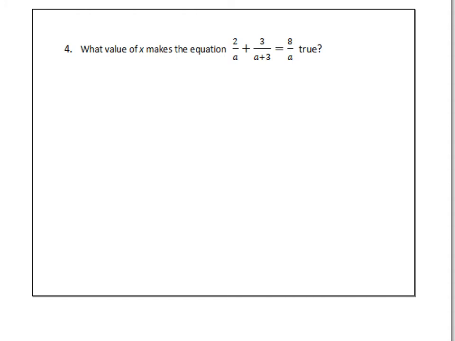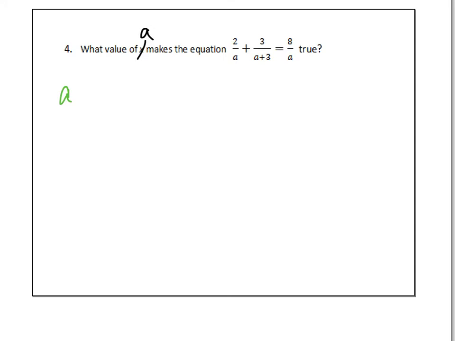Number 4, the first thing is the equation is not made up of x's, so we need to say what value of a makes the equation true. And that just means we need to solve this. So if we see 3 fractions, there's nothing that I could factor, no exponents, no GCFs, so I start with my roster member. The first fraction has an a, so he's part of the team.